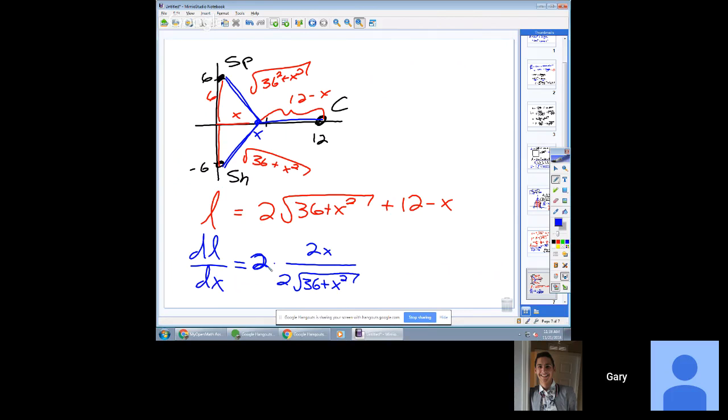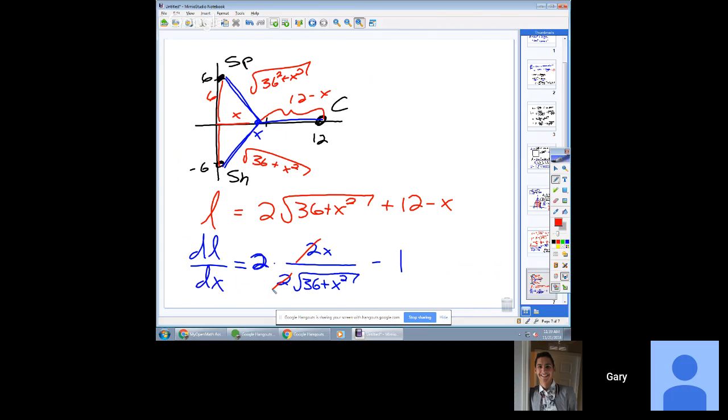And then over here, the derivative of 12 is 0, and the derivative of negative x is -1. So I'm going to have a -1 there. This cleans up just a little bit. So we get 2x over the square root of 36 plus x squared, and then -1. Any number that makes the denominator 0 is going to be a problem. Is 36 plus x squared ever 0? It's never 0, so there are no undefined values, which is good. Often in optimization problems, the undefined critical values don't usually help, but sometimes. So we just have to set it equal to 0 and solve.